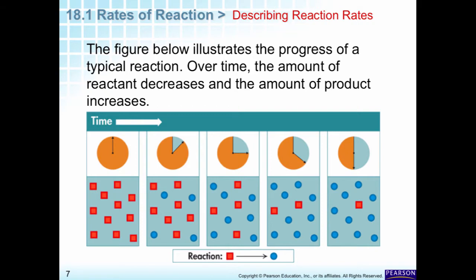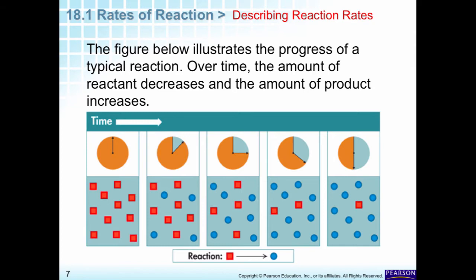So let's look at a reaction over time. First we have just the reactants, which are the red squares. After a certain period of time, we see some blue circles appearing, which means the blue circles are a product. After more time, we even see more blue circles. Then in the second to the last box, we see two red squares left, and finally we might see one red square left, and the rest are all converted to blue. So that's basically a reaction occurring over a period of time.